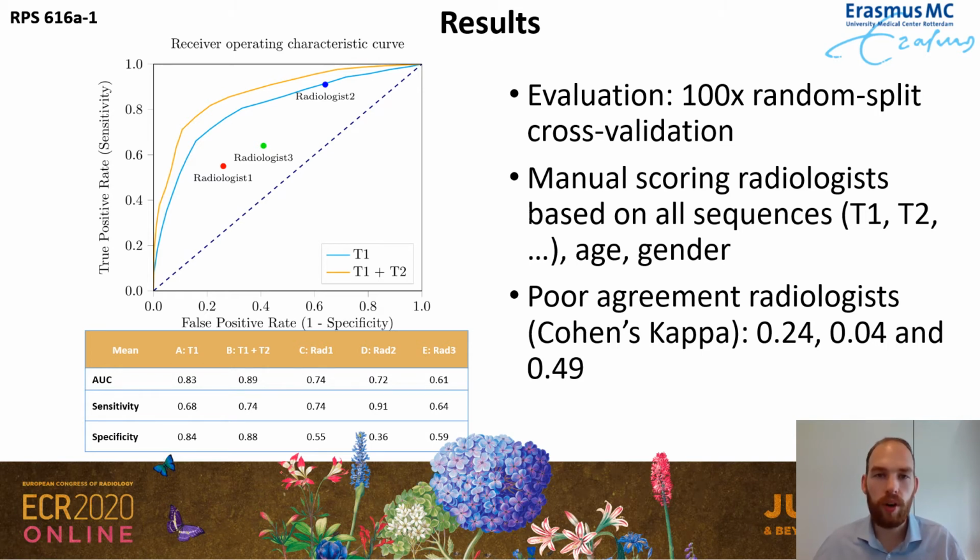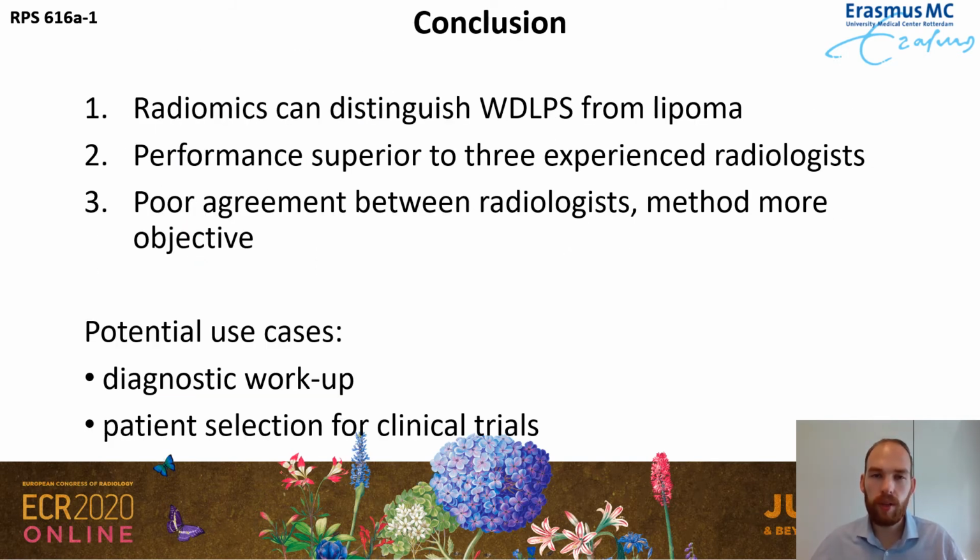What's also important to note is that the agreement between these radiologists is pretty poor. So while the performance is quite similar, if you look at an individual patient, they only seldomly agree whether it's actually a lipoma or well-differentiated liposarcoma. So what can we conclude from these results? Well, we saw that radiomics can actually distinguish well-differentiated liposarcomas from lipomas. We also saw that the performance is superior to 3 experienced radiologists. And while the radiologists have a poor agreement, the radiomics model is more objective because it will also always give the same result on a sequence.